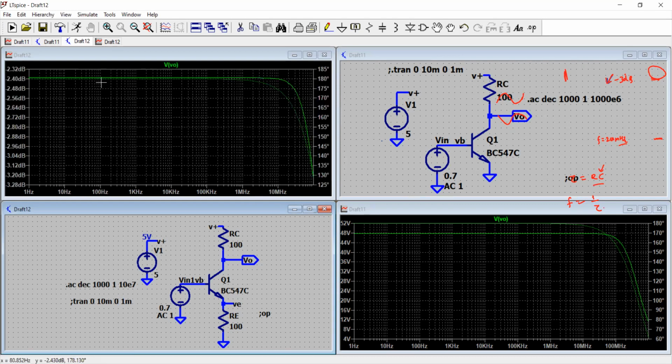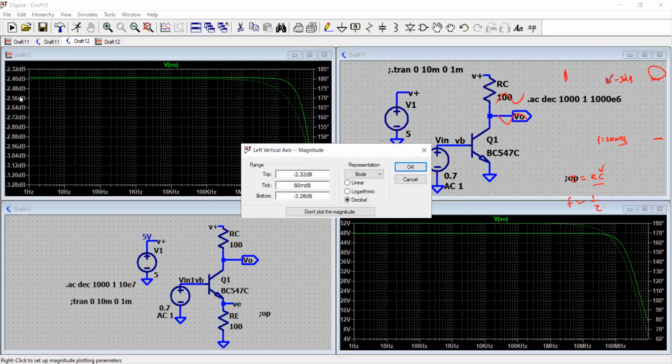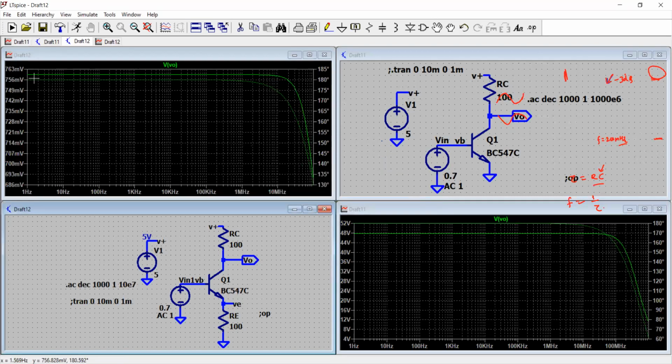So I click here, and you see I have a gain of minus 2.4 dB. And if you remember from the theory, the gain was 1 because RC and RE values were chosen to be the same. So theoretical gain was 1, and in terms of dB, it was 0 dB. So it is minus 2.4. Not exact, but still close. In linear terms, we see that it is about 763 millivolts, so the output is like 0.7 times the input. Theoretically, the output was the same as the input.